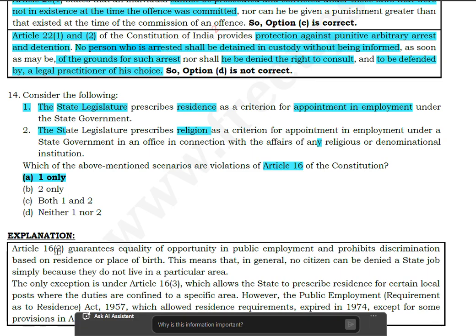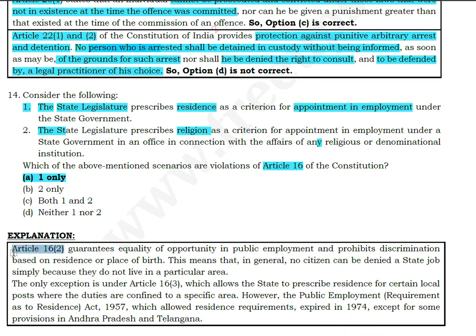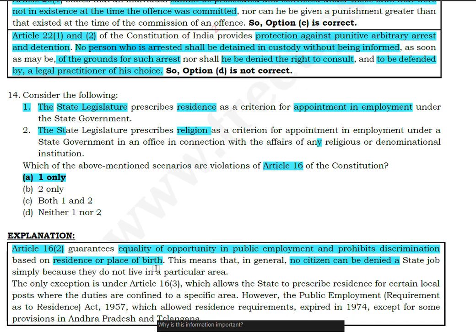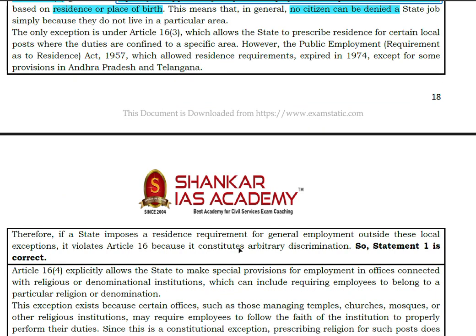Now, explanation. Article 16(2) guarantees equality of opportunity in public employment and prohibits discrimination based on residence or place of birth. This means that in general, no citizen can be denied a state job simply because they do not live in a particular area. The only exception is under Article 16(3), which allows the state to prescribe residence for certain local posts where the duties are confined to a specific area.